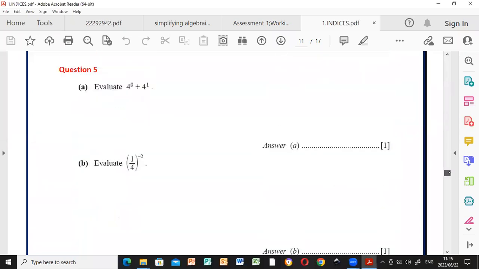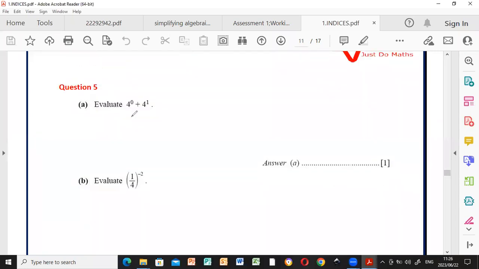Let's quickly move on to question number 5. Again, so simple. 4 to the power of 0 is 1, plus 4, and we get 5. So our answer is 5.